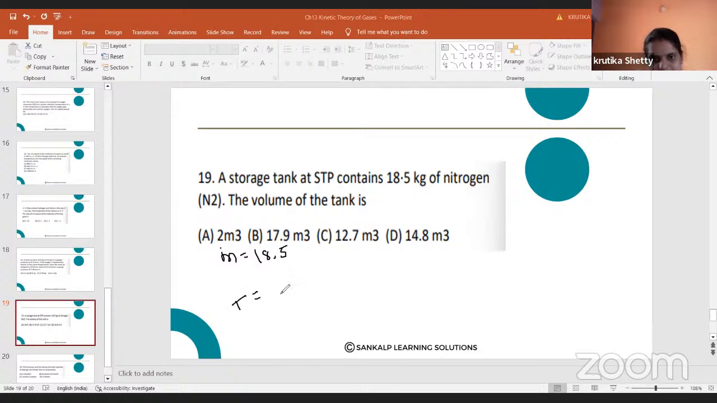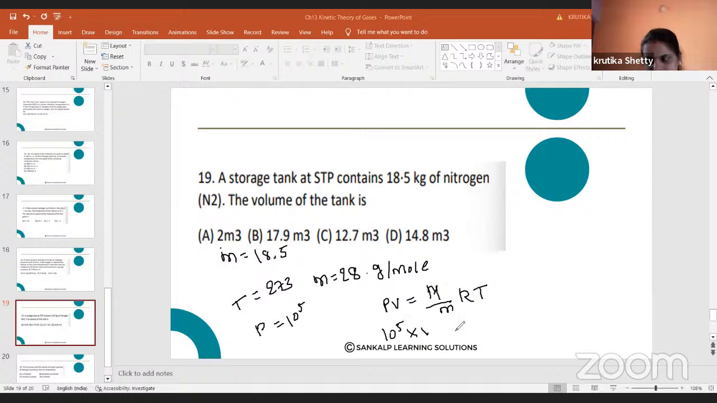At STP, temperature will be 273. Pressure will be 10 to the power of 5. Yes? For nitrogen, the M value is 28 grams per mole. Yes. So we have PV is equal to nRT. Therefore, PV is equal to capital M upon M into RT. So pressure is 10 to the power of 5 into V, which we need to calculate. Here M is given as 18.5 divided by molecular weight 28, into 1000 since it is in gram, into 8.3 into temperature 273. Calculate it for V is equal to this.